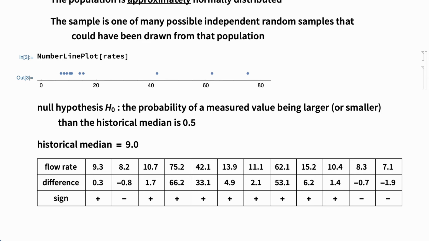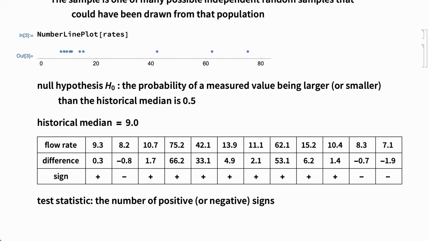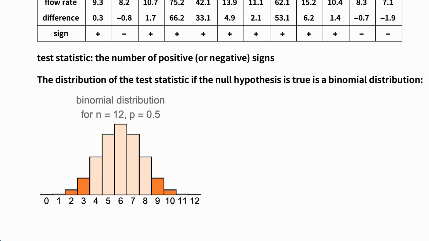Here is the data table showing the sample of measured flow rates, the difference between each flow rate and the historical median, and the signs of those differences. The test statistic for the sign test is the numbers of positive and negative signs. The sampling distribution of that test statistic is a binomial distribution. Here's a plot of the binomial distribution for 12 trials and probability 0.5 for each trial.